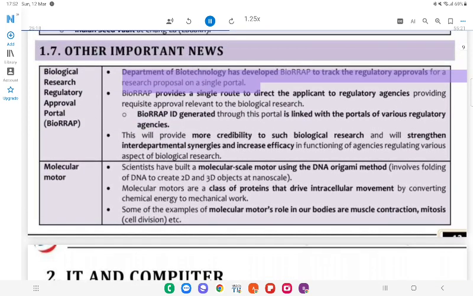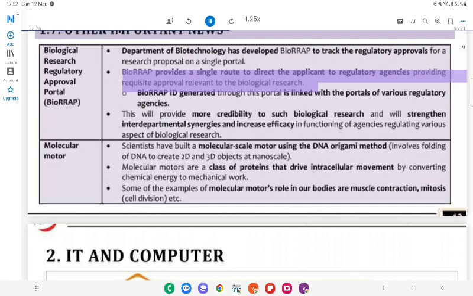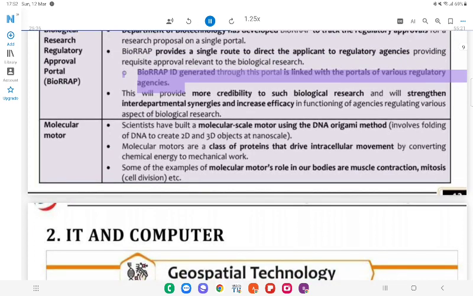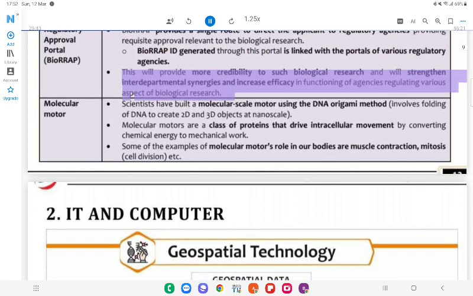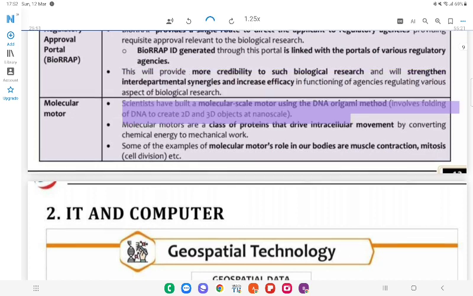Department of Biotechnology has developed BioRAP to track the regulatory approvals for a research proposal on a single portal. BioRAP provides a single route to direct the applicant to regulatory agencies providing requisite approval relevant to the biological research. BioRAP ID generated through this portal is linked with the portals of various regulatory agencies. This will provide more credibility to such biological research and will strengthen interdepartmental synergies and increase efficacy in functioning of agencies regulating various aspects of biological research.